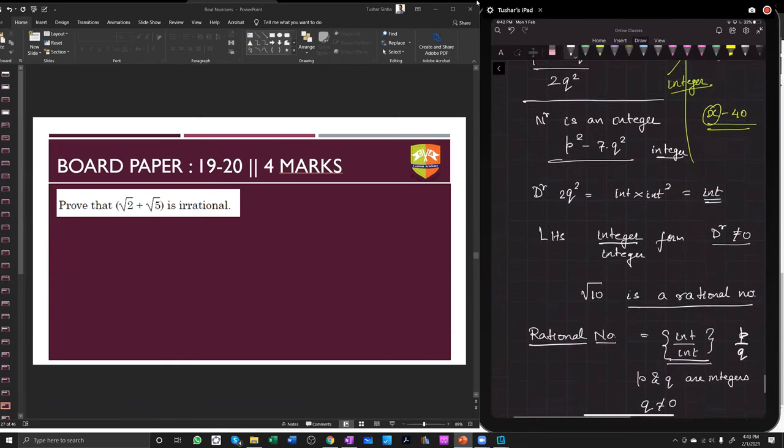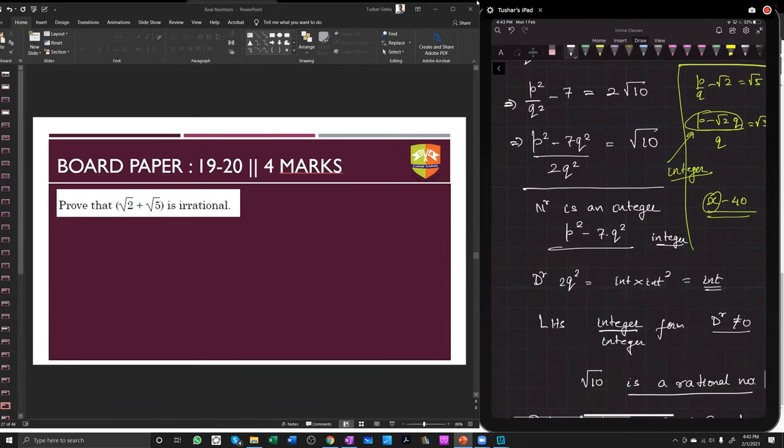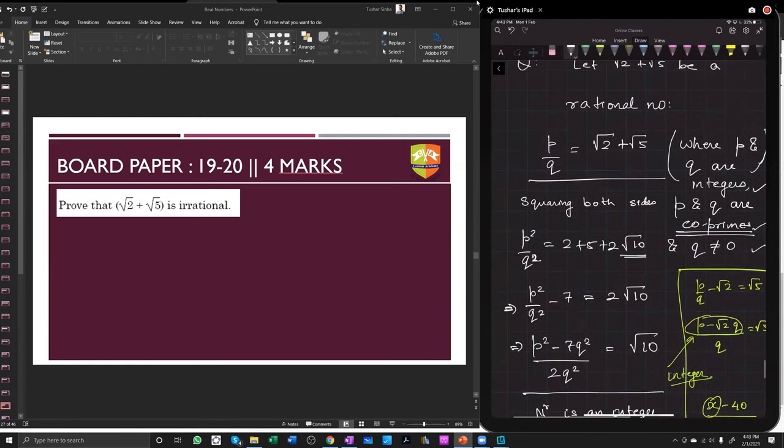And eventually I got that P square minus 7 square by 2 square is root 10. Now someone is saying something. Who? Arjun. Yes, Arjun, unmute and say. Sir, just get root 5 to the other side and then square. Didn't understand, once again, what is that? So I can say root 2 plus root 5 is equal to a by b, or P by Q. Yeah, that's what I did.